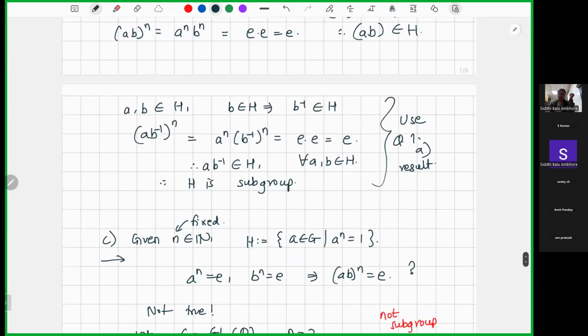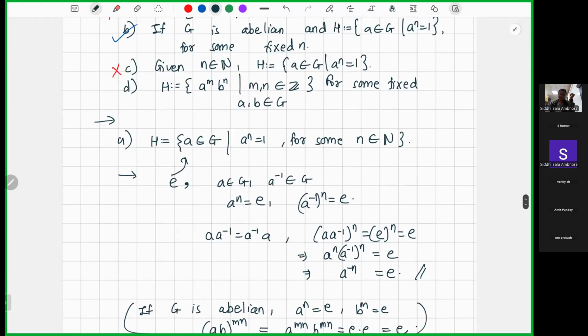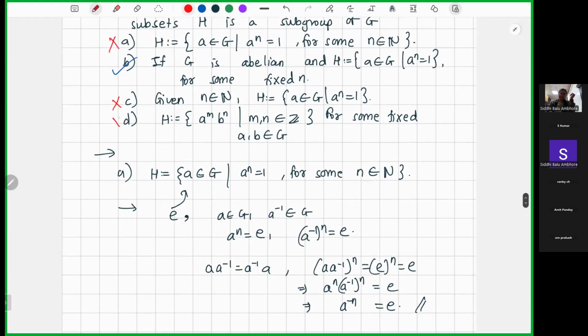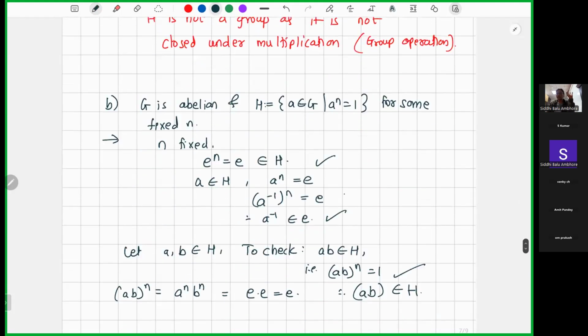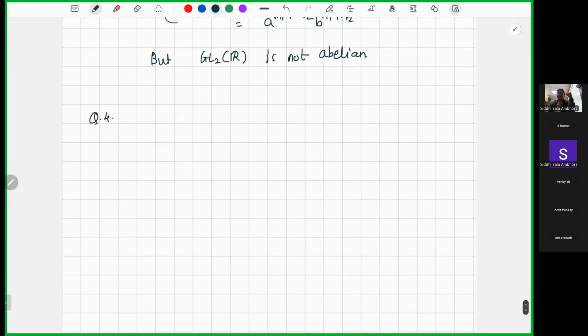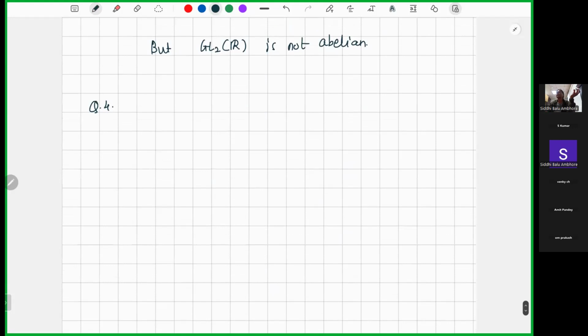So this is not true. You can find examples explicitly. When the example is given, you can do the calculation to see that this statement does not hold. Okay, so let me move to the next question now.